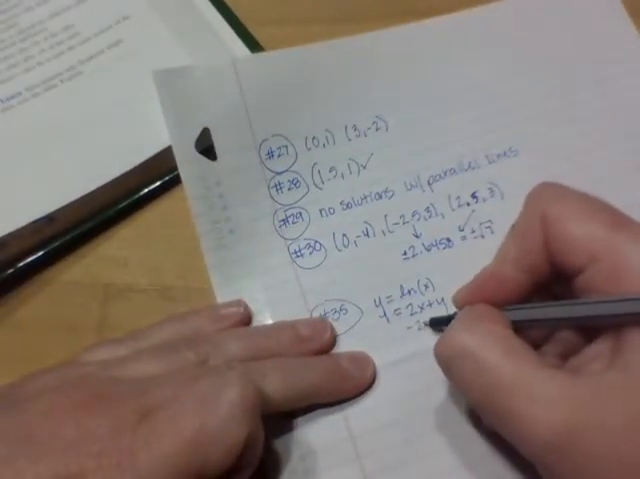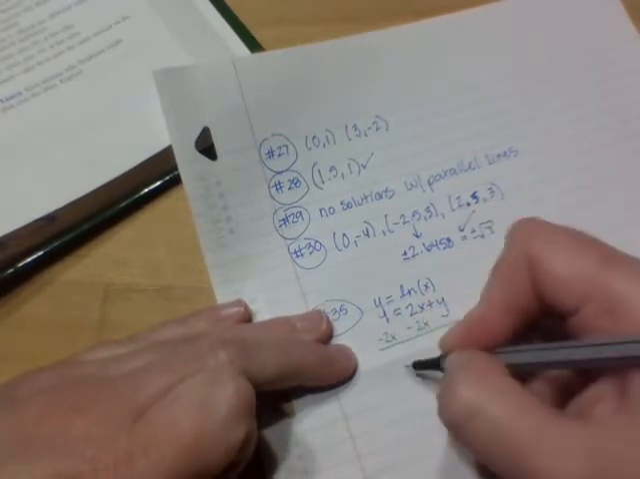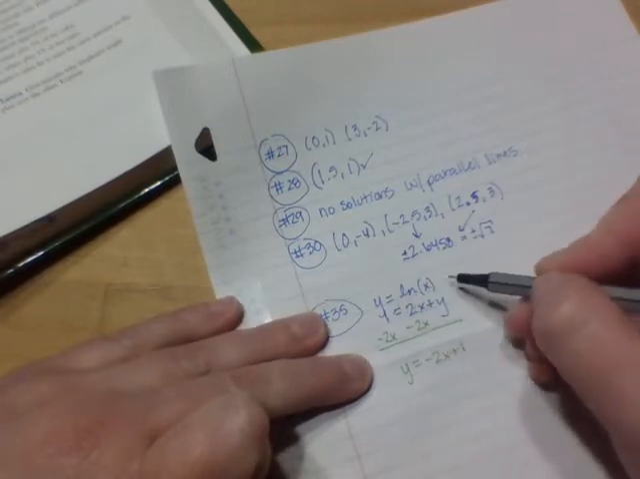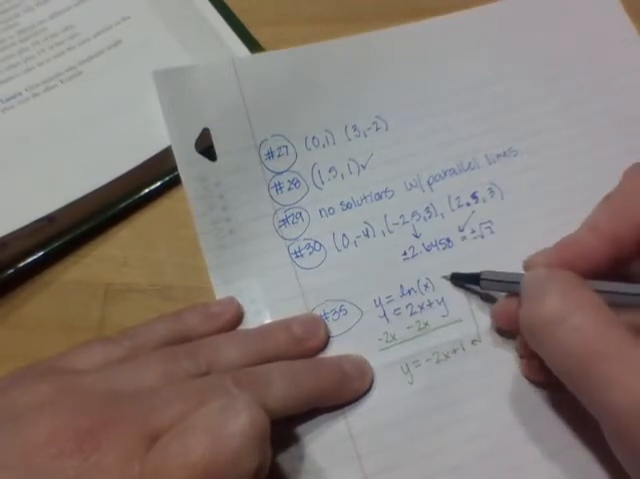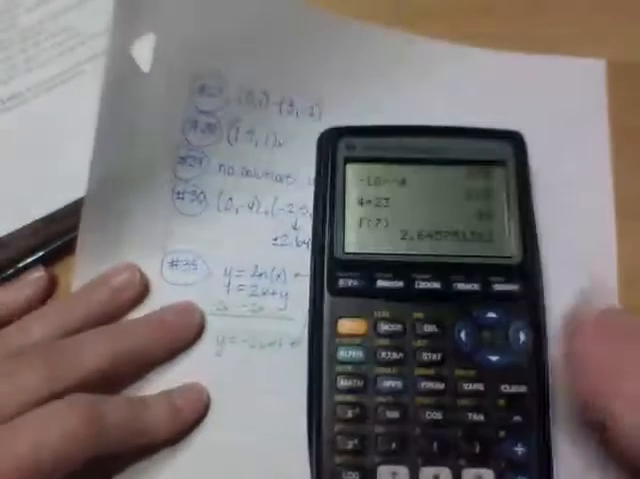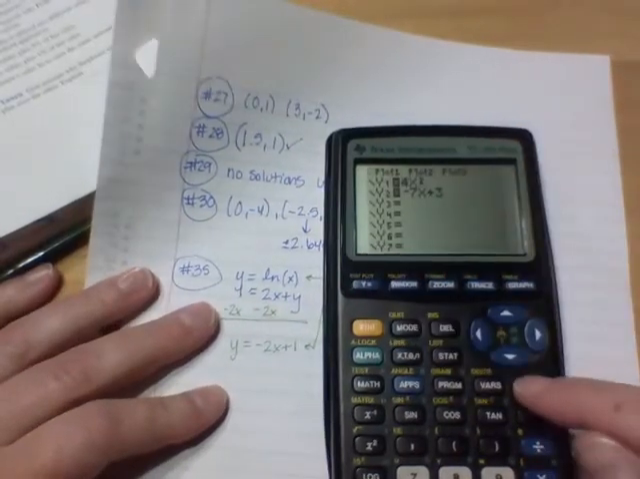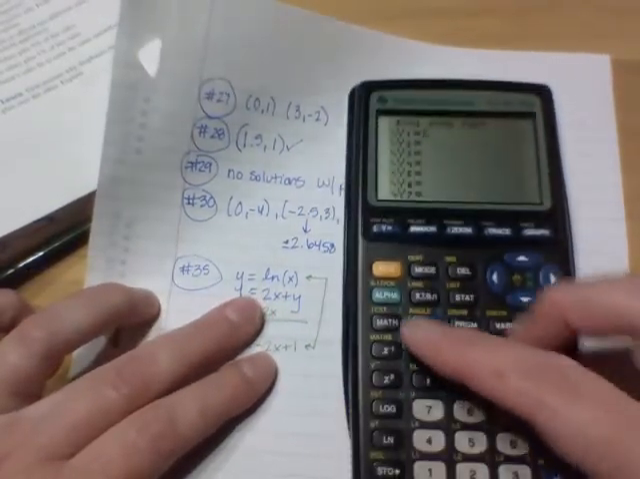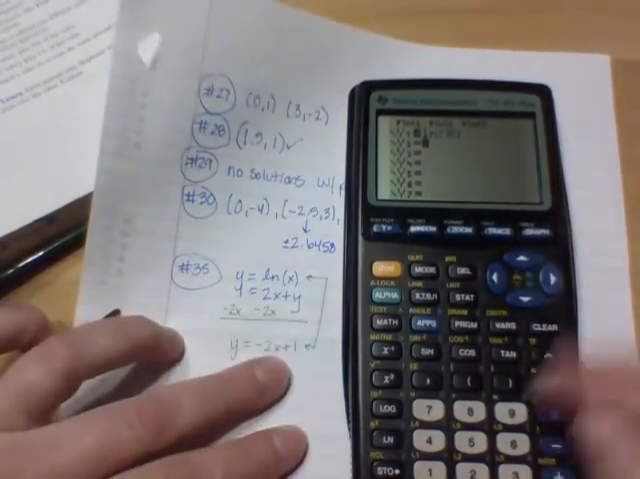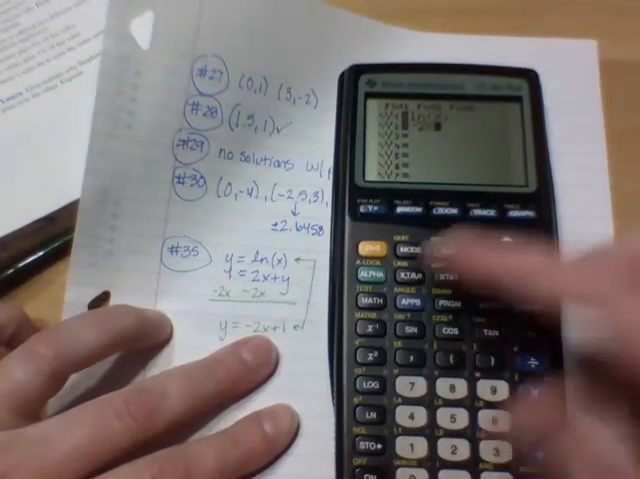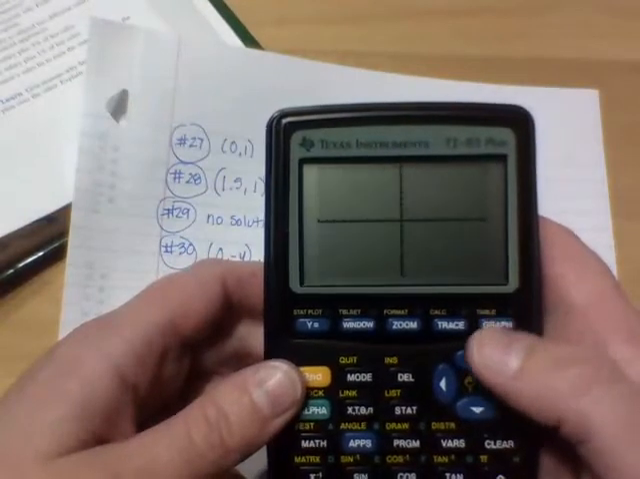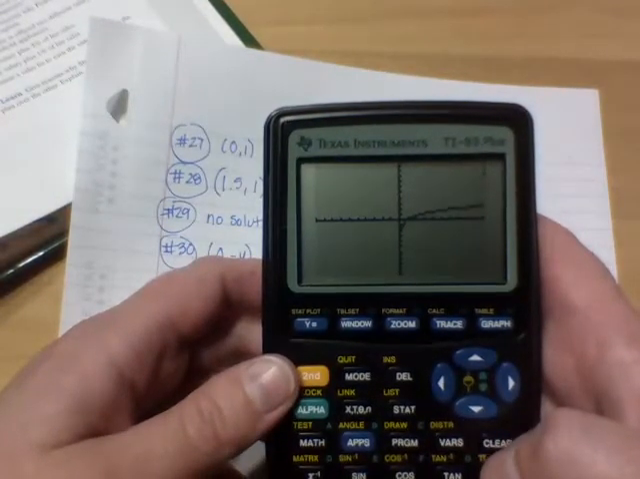So we'll subtract a 2x over to this side and end with an equation of y equals negative 2x plus 1. So we're going to graph this equation and this equation and try to find where they meet. So in your calculator, we are going to graph the first equation, which is natural log of x, and then the second equation, which is negative 2x plus 1. All right. And so it turns out that you could potentially see where they meet.